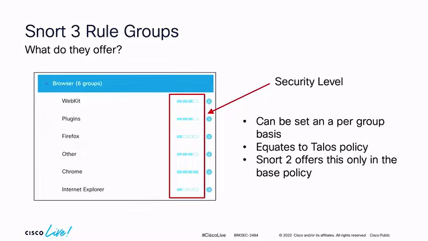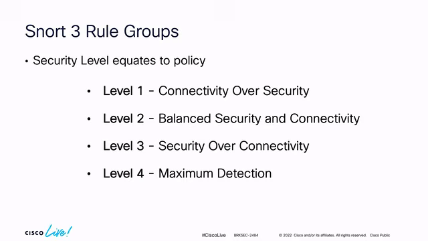Now, the difference between Snort 2 and Snort 3 is Snort 2 only gives you this option at the policy level. At the policy level, you can pick the connectivity policy, right, then the balanced policy. What's the next one after balanced? Yeah, security. So it's connectivity over security, balanced security and connectivity, security over connectivity, and the dreaded max detect, right? So there are 4 security levels. The security levels map directly to policies.